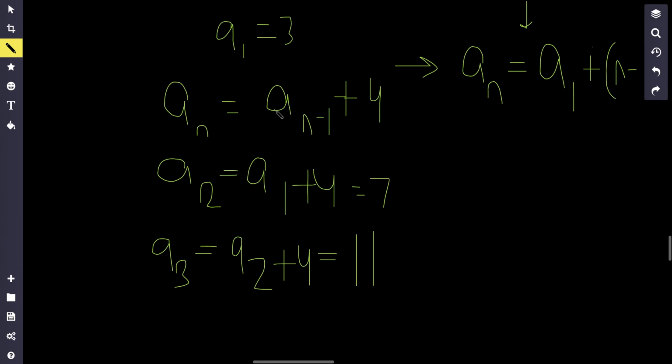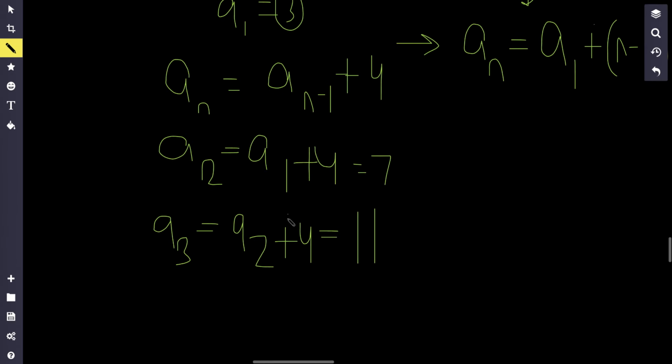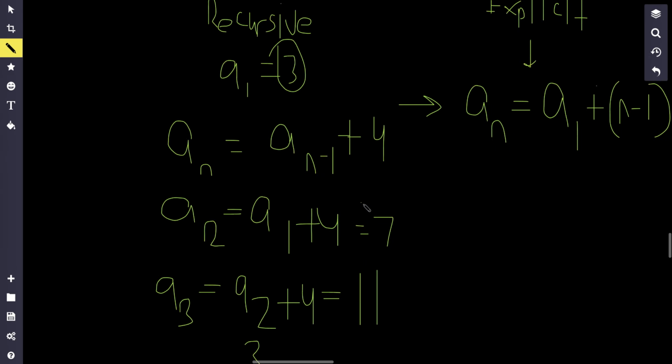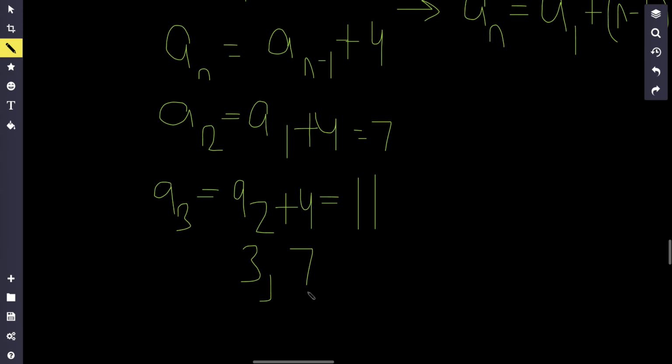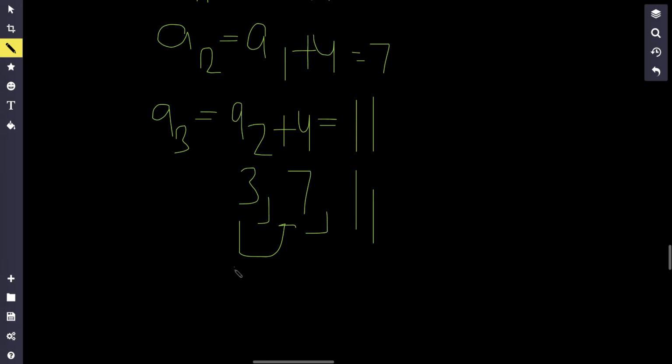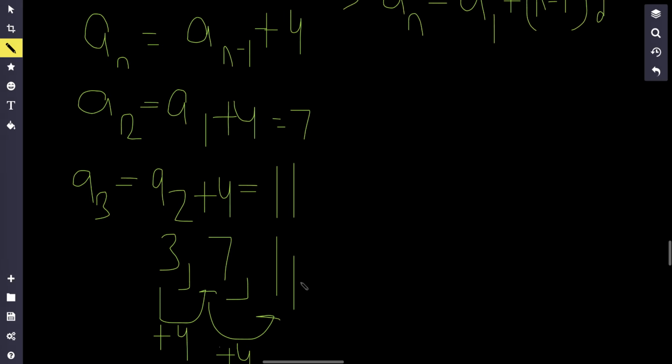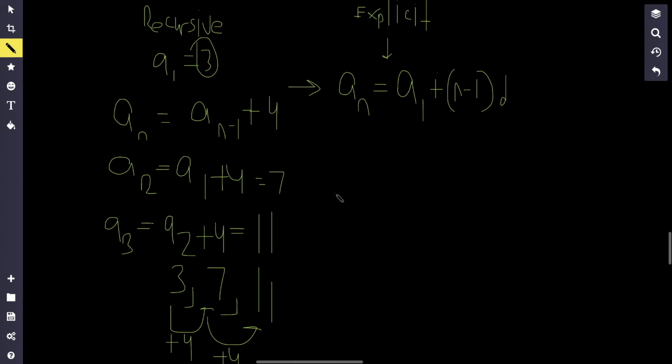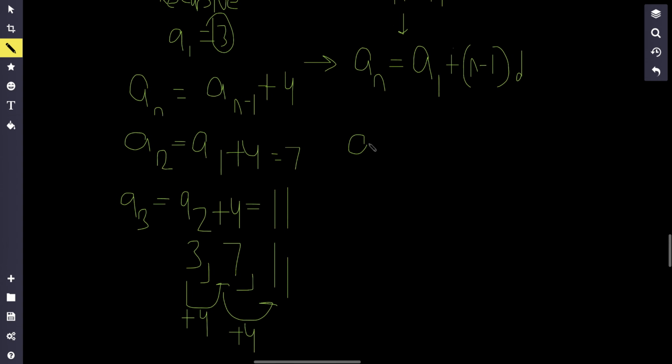now, if I list out my terms, I know a sub 1 is equal to 3. My second term is going to be 7, and my third term is 11. Notice how every term I'm adding 4 to it. So I can actually state this explicitly. I'm going to get a sub n is going to be equal to my first term, which is 3, plus n minus 1 times the common difference, which is equal to 4 in this case.